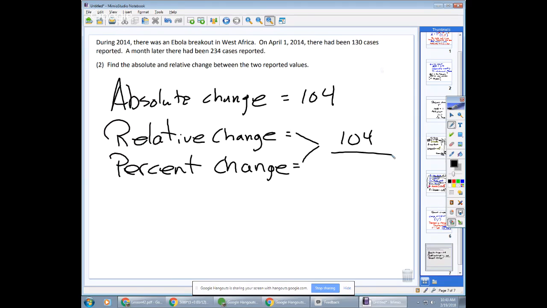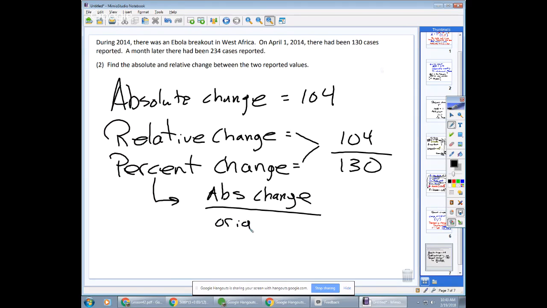So percent change is always the absolute change divided by the original amount. The original amount was the 130. And what did you get, Robert? 80%. Yeah, so what we found is from 130 cases, there was an increase of 80%. So the number of cases went up by 80%.